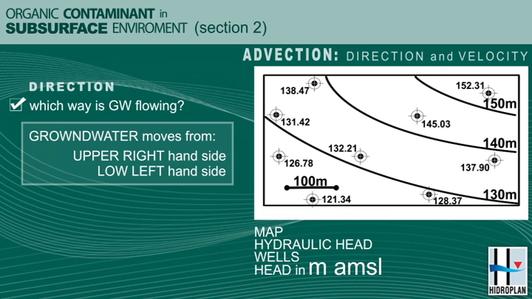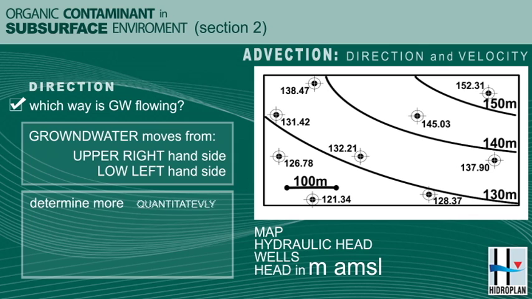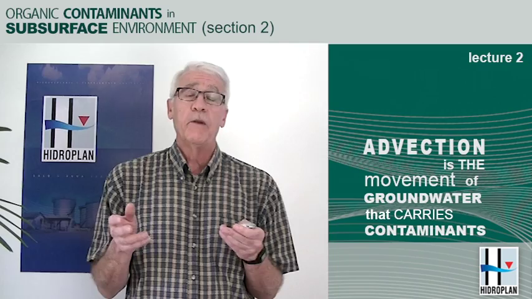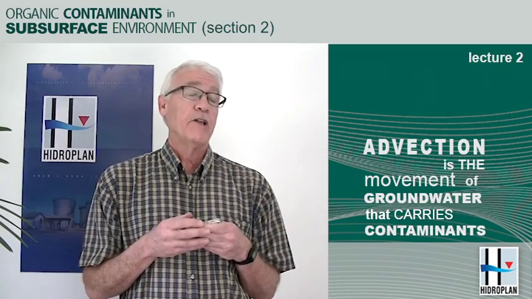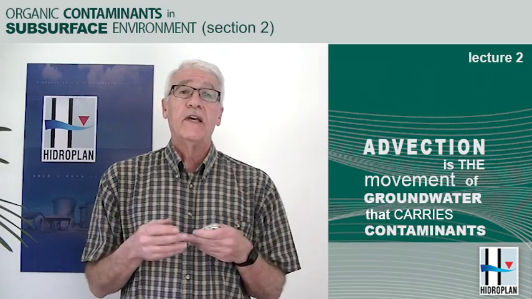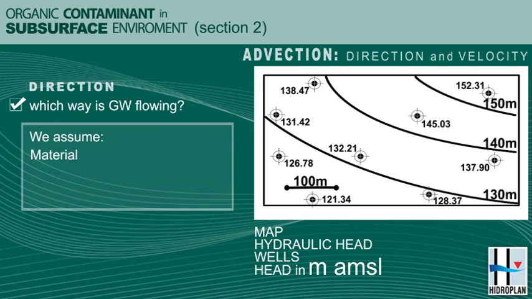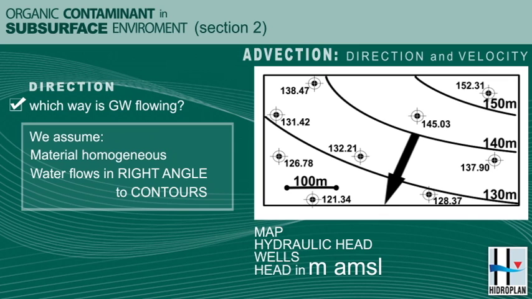The next idea is to try and determine more quantitatively if that's the right flow direction. So hydrogeologists interpolate between the data points and draw contours of the water levels. So we've done so here. Your interpretation might be slightly different than mine, and again, that's typical for hydrogeologists. The next question is, which way is the water flowing? We usually assume the material is fairly homogeneous, and in that case, the water flows at right angles to those contours. So water then is flowing from the upper right to the lower left, as we've indicated on the diagram.